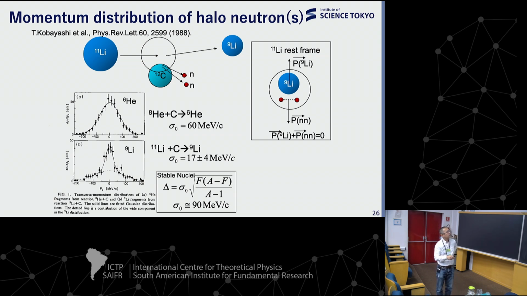You mean that even if this is a large core, anyway, what this measured is that the momentum distribution of lithium-9 is narrow. Right? So this means that the counterpart, 2 neutrons, also have this distribution, because in the rest frame the sum is just zero. Yeah, that makes sense. Yeah, true.